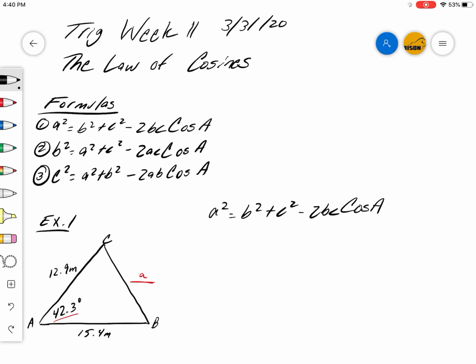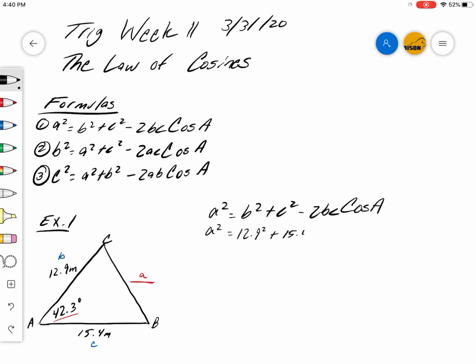Now I can just fill in all the information I need because I know, let's go with blue, I know this over here is side B. I know this is angle A, 42.3. I know this 15.4 down here is side C, okay? Because remember, uppercase letters are angles, lowercase letters are sides. So let's fill in the information we know. We don't know A. We know B is 12.9.